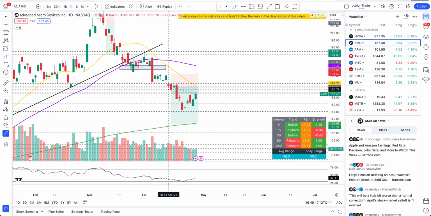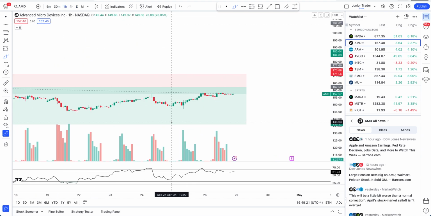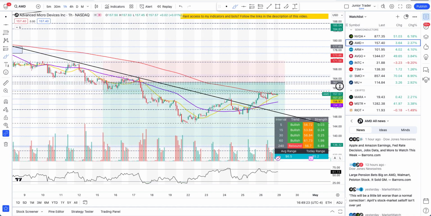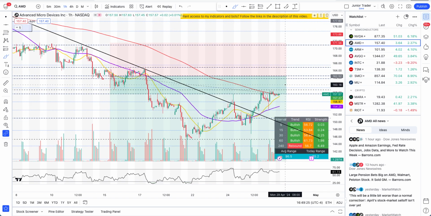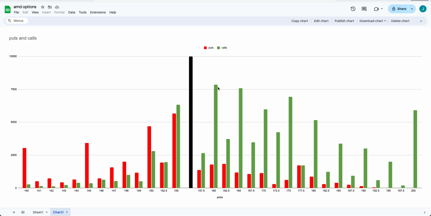If intraday wants to turn fully bullish, let's take a look at the hourly interval. It all depends on earnings, guys. You just never know how Wall Street would take the earnings. But if price goes up in the post market, yeah, $160 calls are going to make the money for sure.